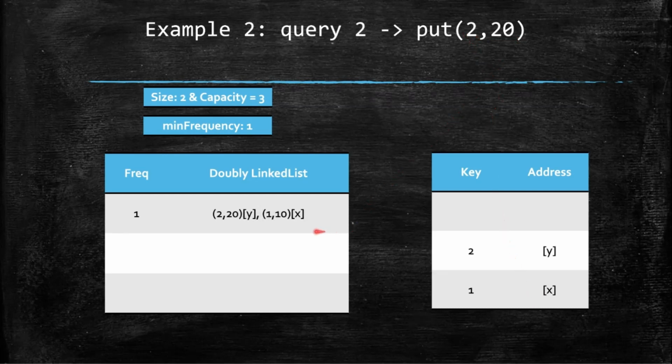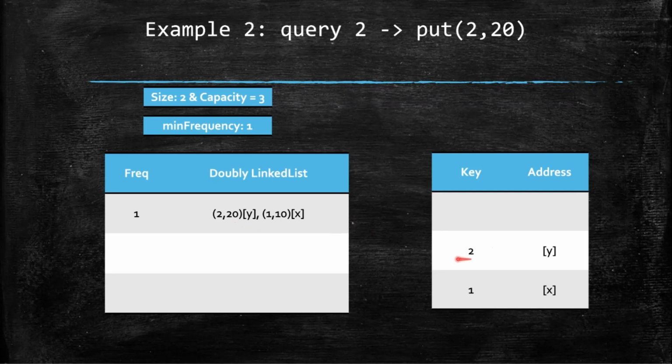Next query is put 2 comma 20. Whenever a new node is coming into the same frequency, I will push it from the front, because by that I am sure that the last element is the least recently used, right? This is the implementation of the least recently used cache. So this can be understood from here, how we can implement LRU, right?